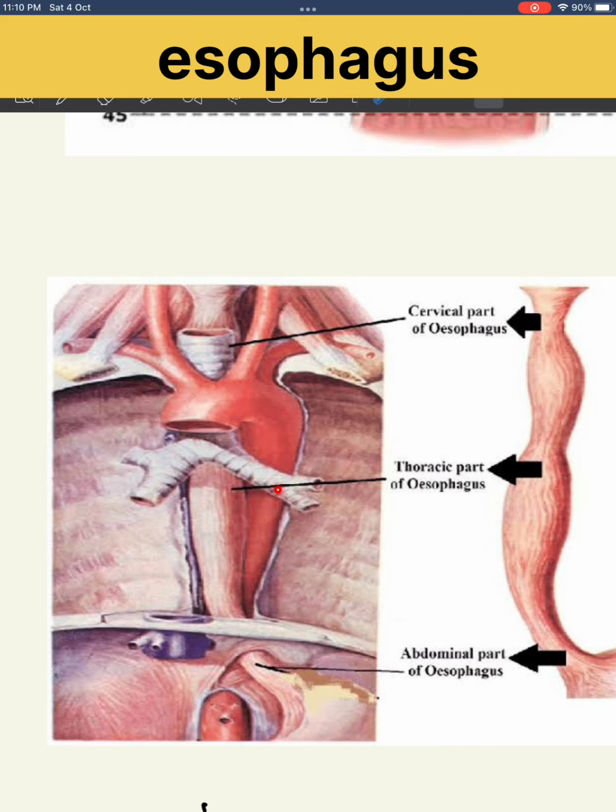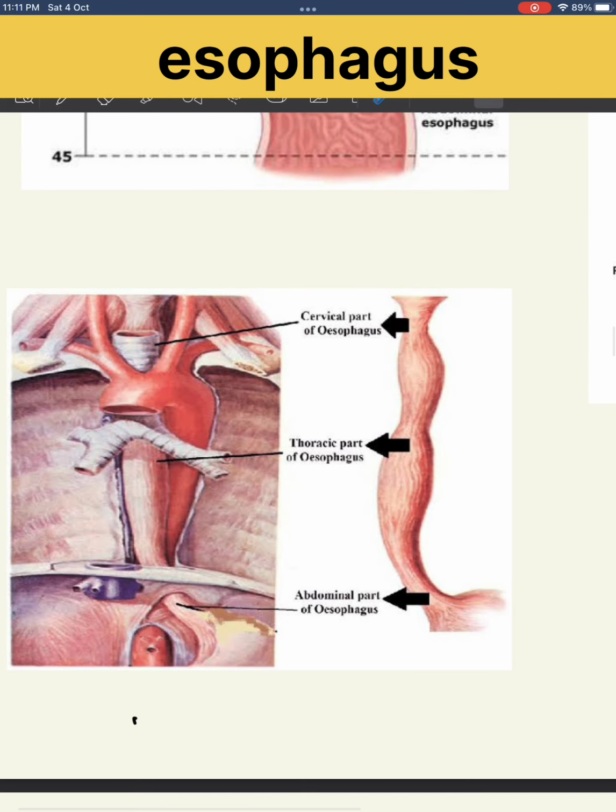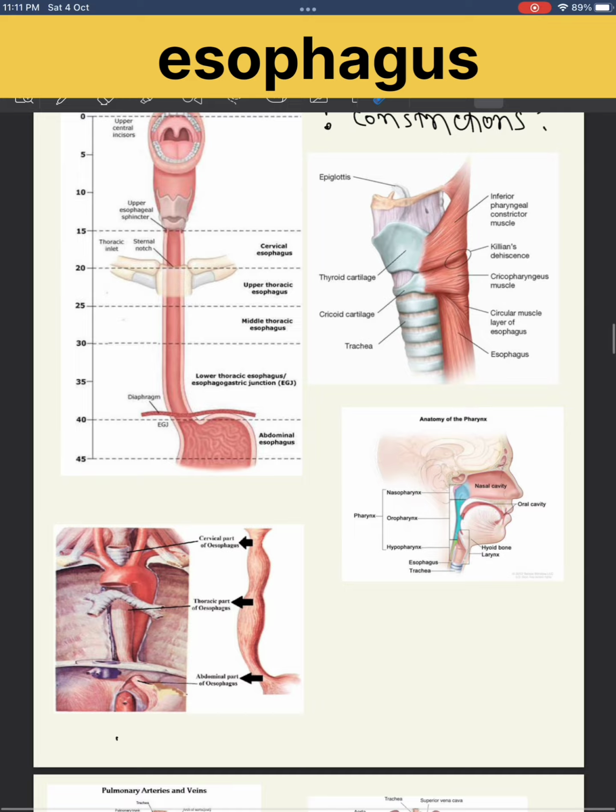it's also due to this left main bronchus. See, esophagus is in between this left main bronchus and then arch of aorta behind it. Now let's talk about third constriction. Third constriction is due to this gastroesophageal junction. So it's basically like a physiological constriction. So there are three constrictions in esophagus.